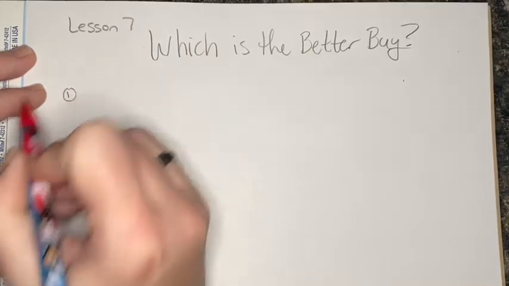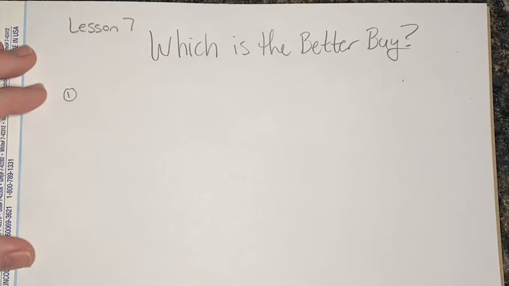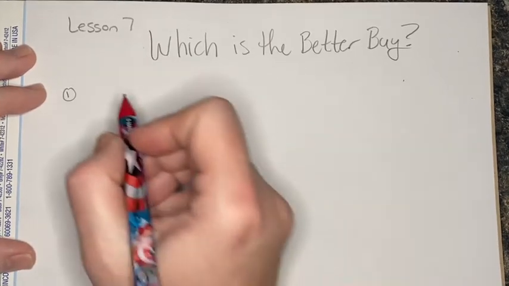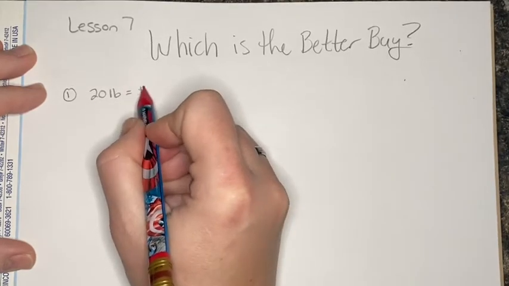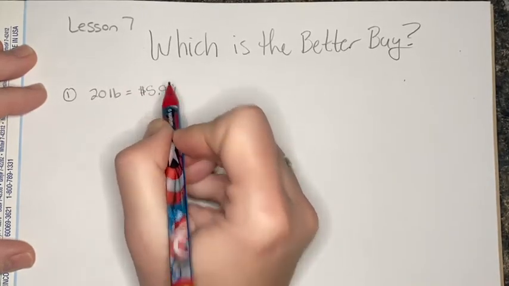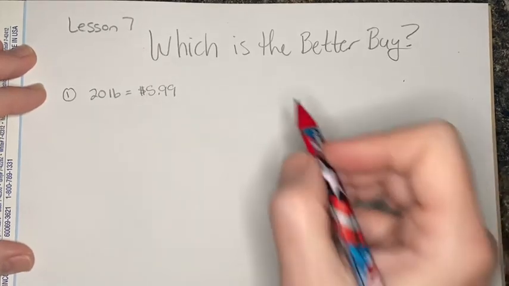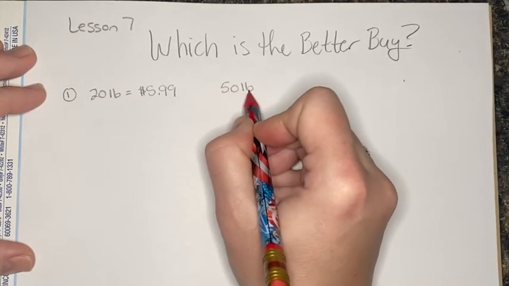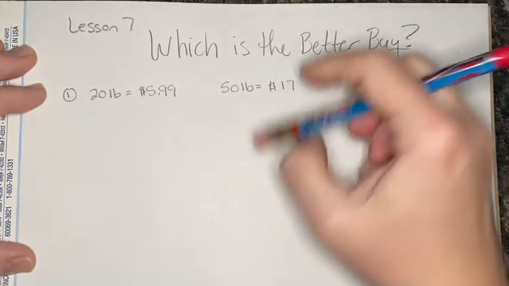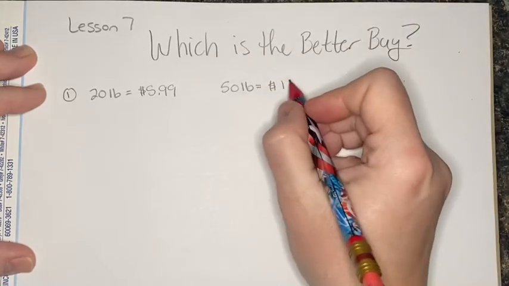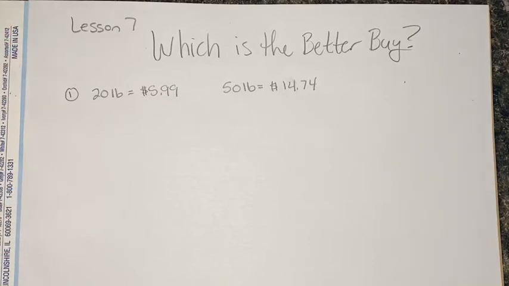So, question number 1 reads, Gail needs more kibble for her dog. A 20-pound bag costs $5.99, all right? And a 50-pound bag costs $14.74. All right, which is the better buy?